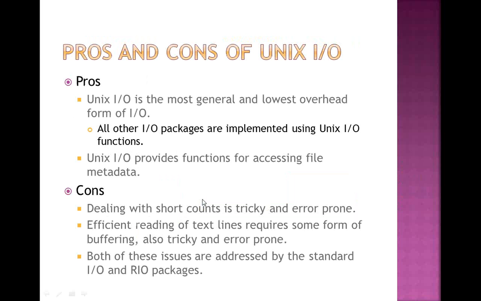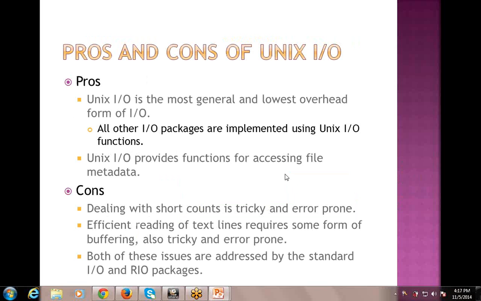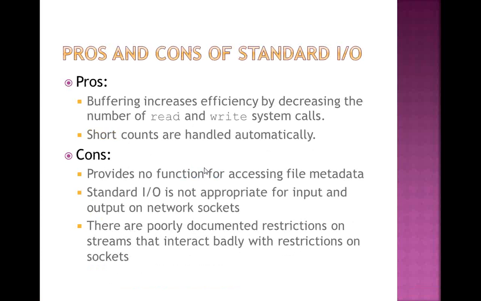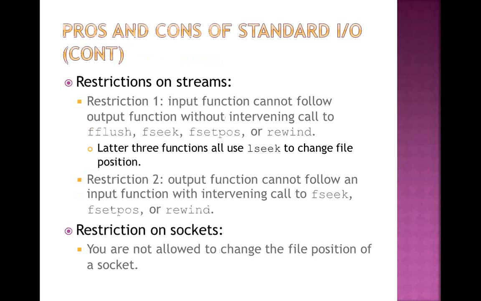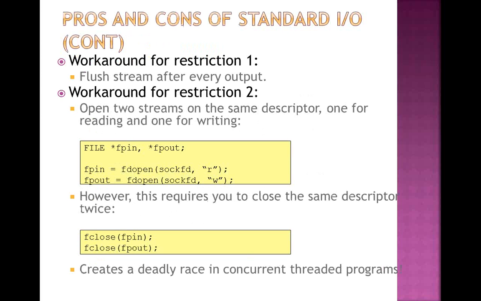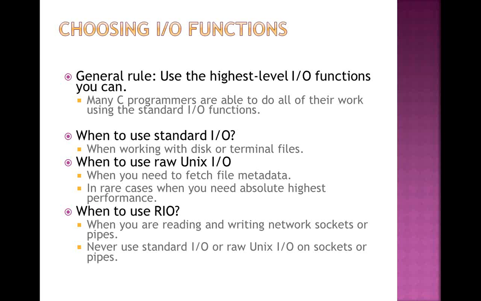Now we have discussed the pros, that is the advantages and disadvantages of using Unix input output. Then we have discussed the pros and cons of the standard input output, that is what the advantages and disadvantages of using the standard input output are. This is the continuation of the pros and cons. What are the restrictions and how to deal with them, that is what is the solution for these restrictions.